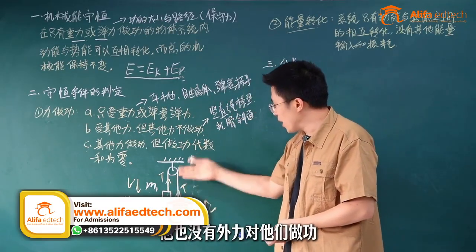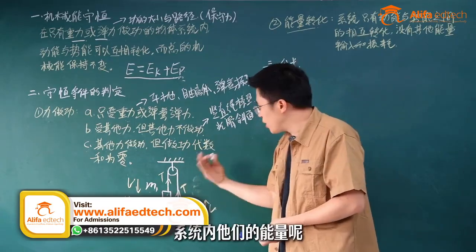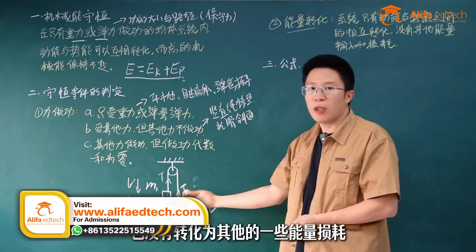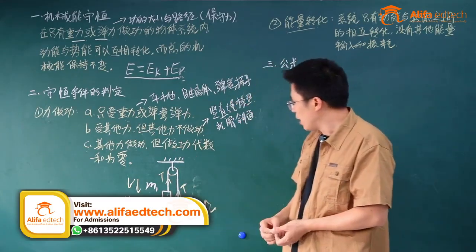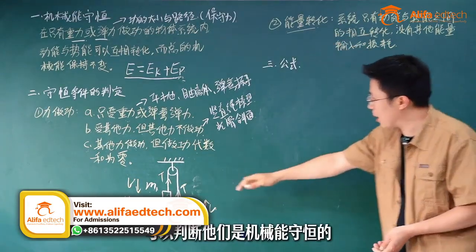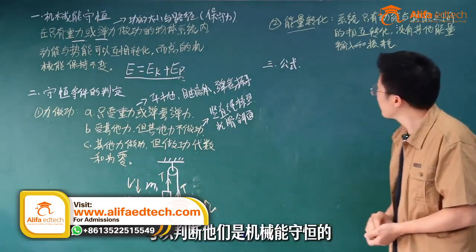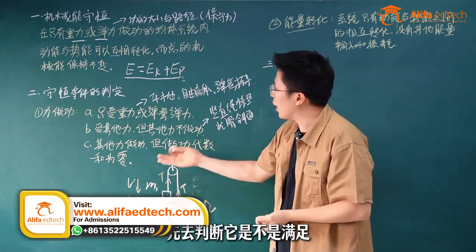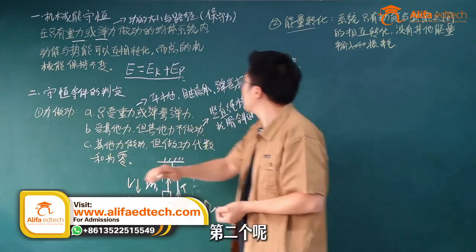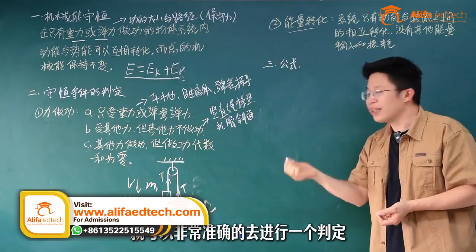There is also no external force doing work on them. And within the system, their energy is not being converted into other forms of energy loss, such as heat generated by friction. So in this kind of system, we can also use the method of energy transformation to determine that mechanical energy is conserved. When facing a problem, first check if mechanical energy is conserved. To do this, look at work done or energy transformation for an accurate result.